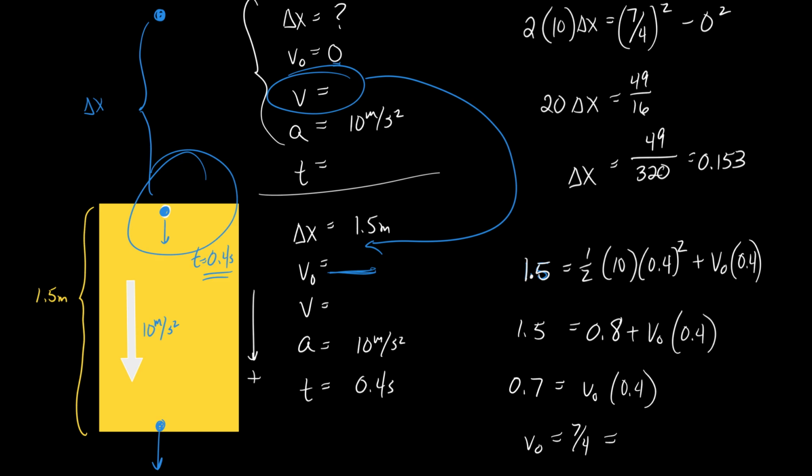The answer is not 0.153, however. That's how high above the window the rock was dropped. We were asked to figure out how high above the ground the rock was dropped. So to get that answer, we have to add the original 1.5 meters of the window to that to get 1.653 meters. So that would be how high it was dropped. That all good?